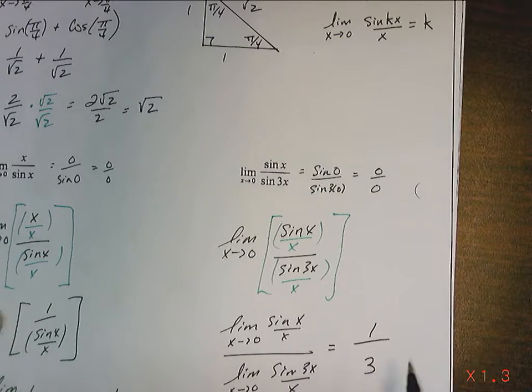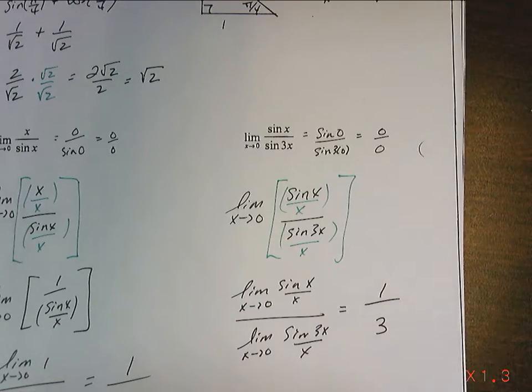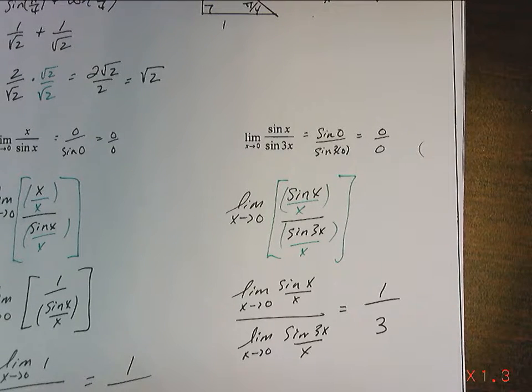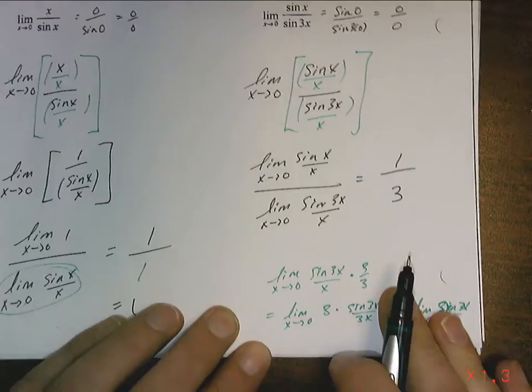Or you're thinking limit as x approaches 0 of sine 3x over x times 3 over 3 equals limit as x approaches 0 of 3 times sine 3x over 3x. You take that 3 on the outside, 3 times the limit of sine 3x over 3x, x approaching 0, and you can't see anything that I'm doing.